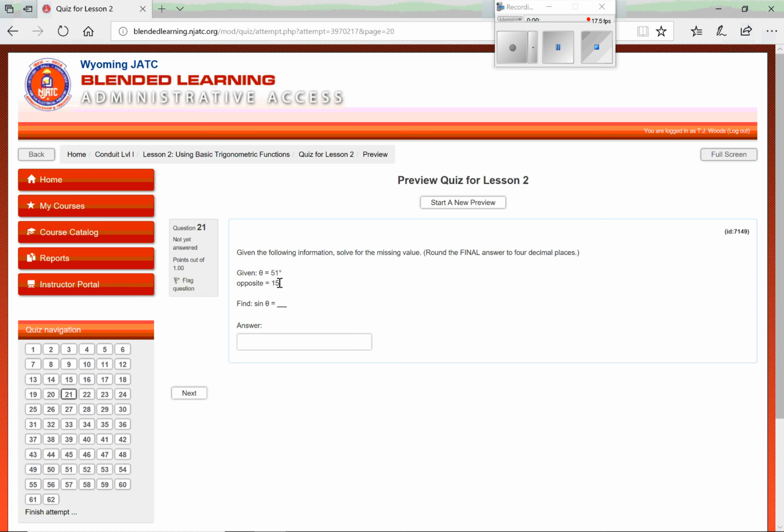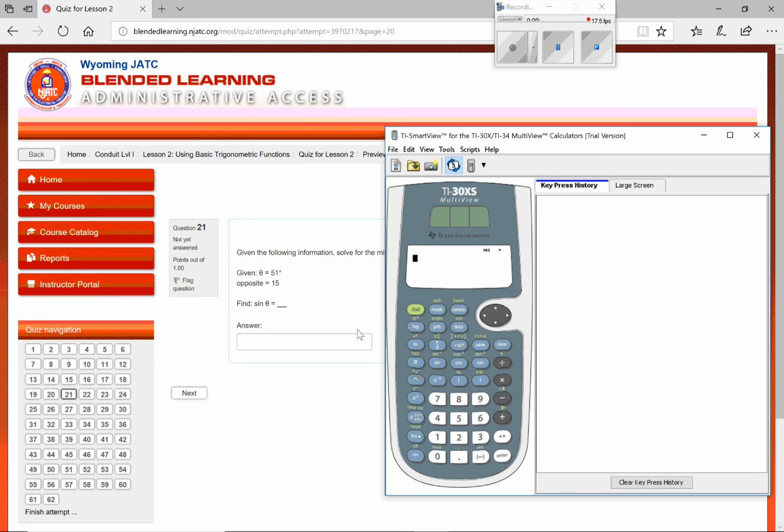So to find the sine of this, I will just hit the sine button on the calculator emulator, which should have basically the same functions as the ones you have, type in 51 and then hit equal. That is going to be the sine, which is basically a ratio for that angle. It's a ratio of the opposite to the hypotenuse.